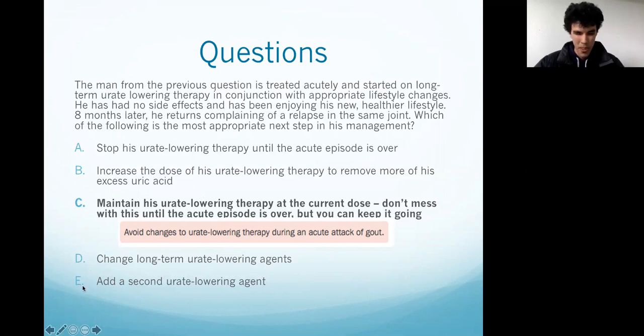I think I would probably long-term give him a second one because he's not having any problems with this one. So you'd really be adding something on to increase the urate lowering therapy effect. But you won't do that until we finish treating this. So the most appropriate next step is to keep it exactly where it is.